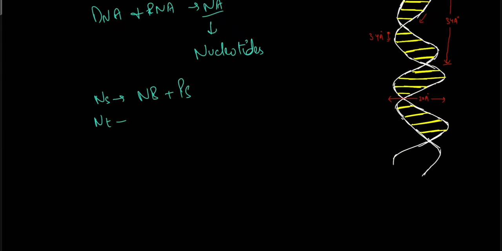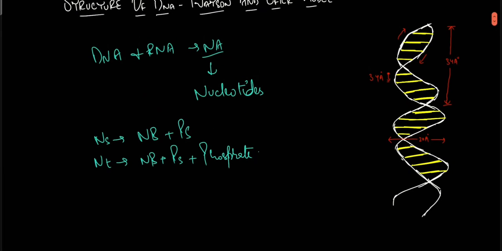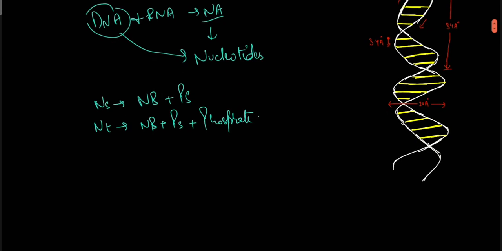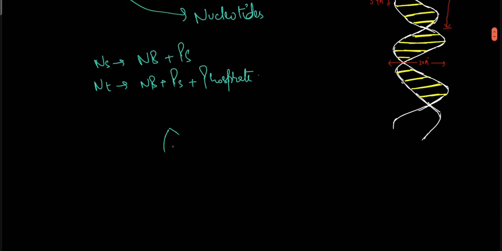Let me write nucleotide as NT and nucleoside as NS. Nitrogenous base plus pentose sugar plus phosphate. So phosphate is the additional factor present in a nucleotide, and DNA is the polymer of these nucleotides. So one nucleotide will contain a sugar, which is a ribose sugar containing 5 carbons. It will contain a phosphate and it will contain a nitrogen base.